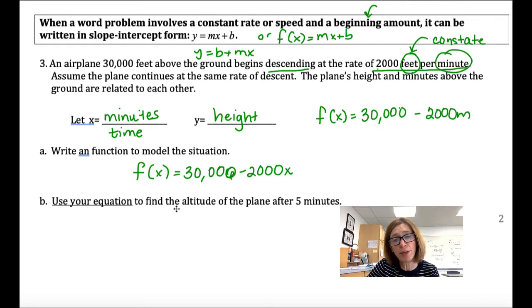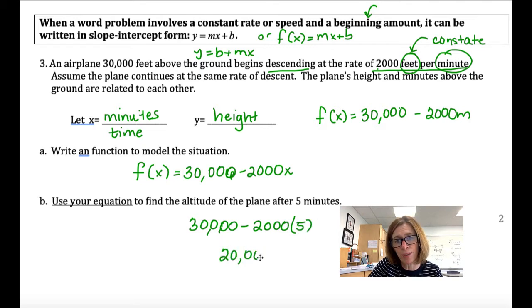So it says use your equation to find the altitude of the plane after 5 minutes, to find the height after 5 minutes. So that, nice and simple, you're going to plug in 30,000 minus 2,000 times 5, which is 10,000. So after 5 minutes, you'll be at 20,000 feet. Okay? All right, so that was the one that you probably should feel the most comfortable with because you did spend time in Algebra 1 doing ones like that. I don't know how many you did where you had to come up with the points.